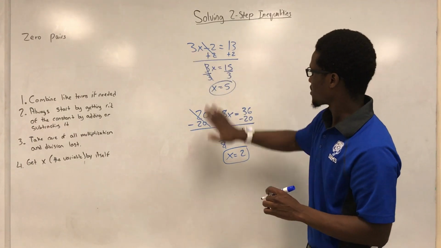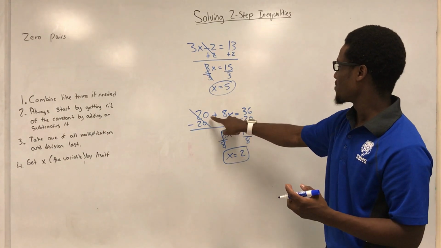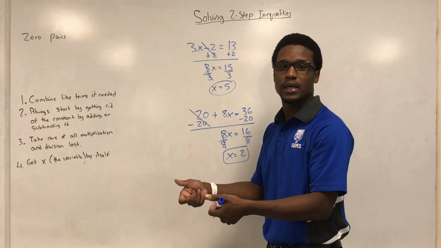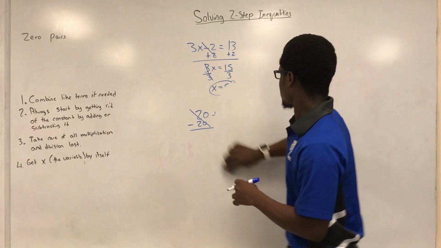3 times, oh, I'm sorry, that's the wrong one. 8 times 2 is 16. 20 plus 16 is going to be equal to 36. So by plugging in, I can check to verify if my answer is correct.